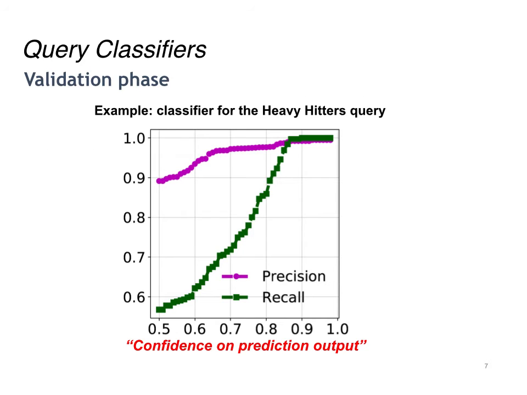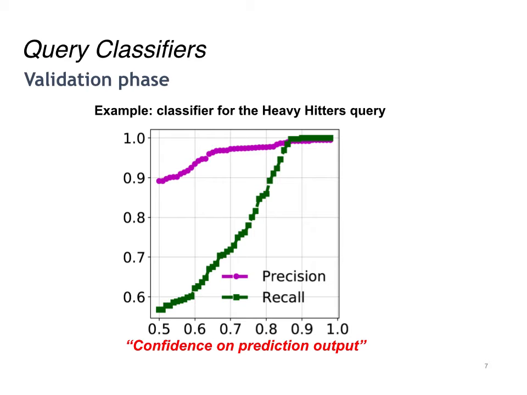In the validation phase, we test each classifier using a small dataset, also called the validation dataset. For each input record of the dataset, we measure the confidence on the prediction output, which is obtained based on the probability estimates returned by the classifier. And then we check if the prediction is correct or not.